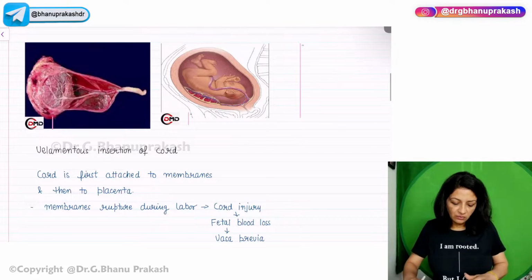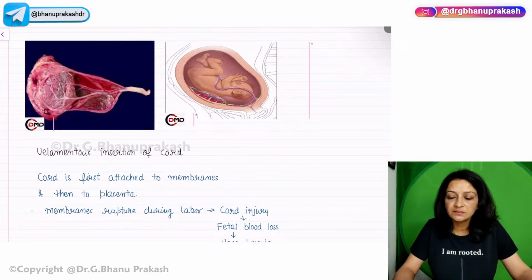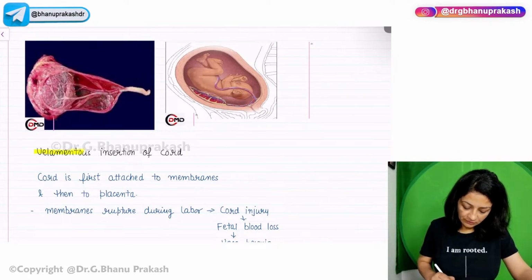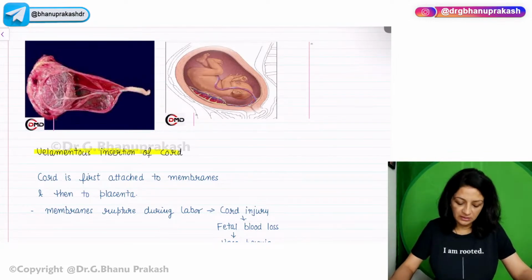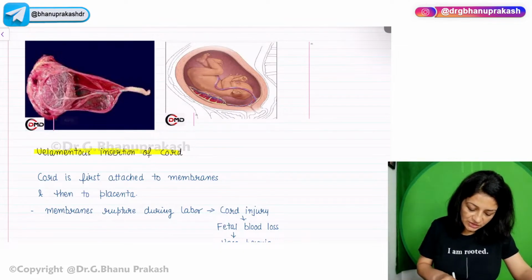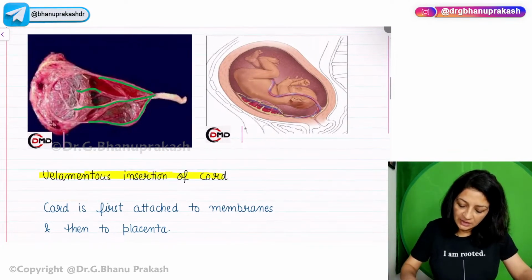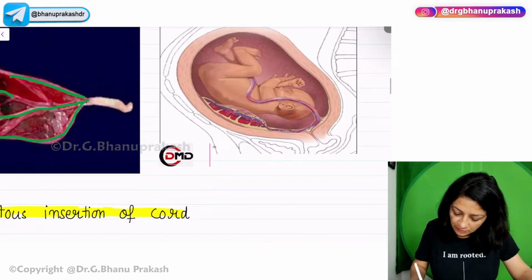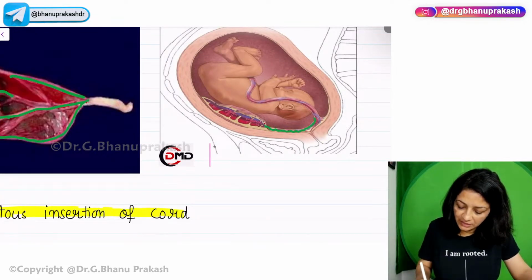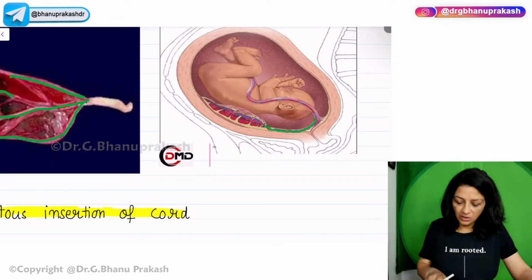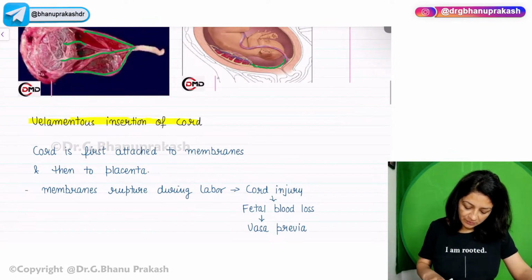Next one is the velamentous insertion of cord. Insertion of cord means the cord is first attached to the membranes, and then it will attach to the placenta. In this image you can see the cord is attached to the membranes. Instead of attaching to the placenta, it attaches to the membranes. Okay, so the cord is first attached to the membranes and then to the placenta.